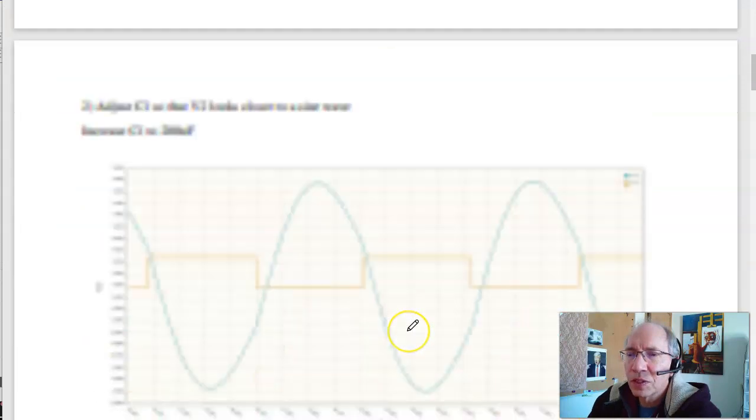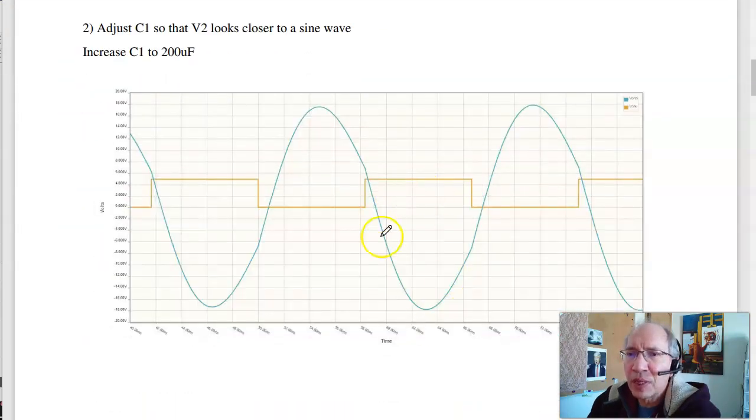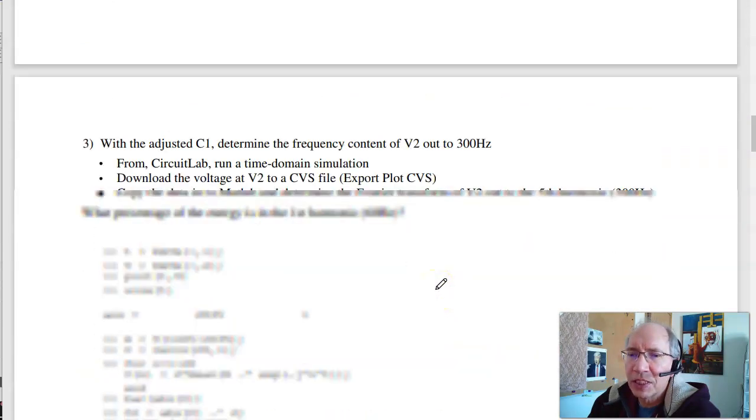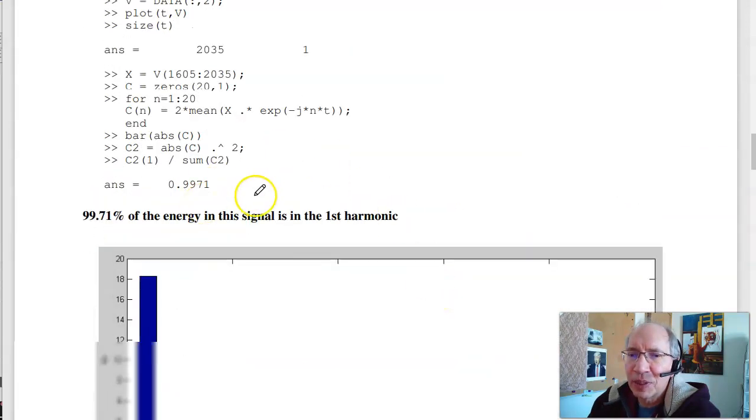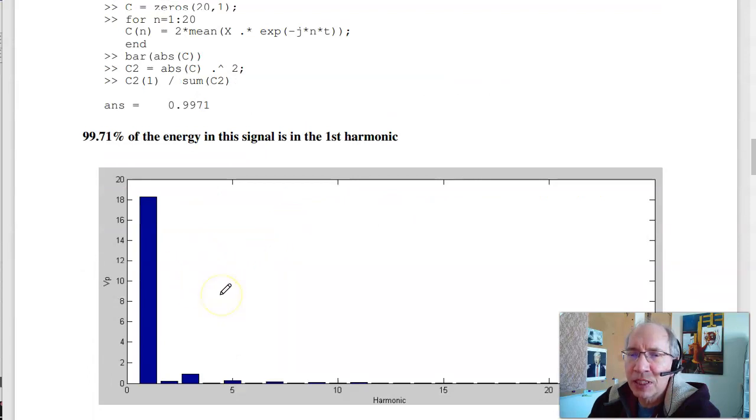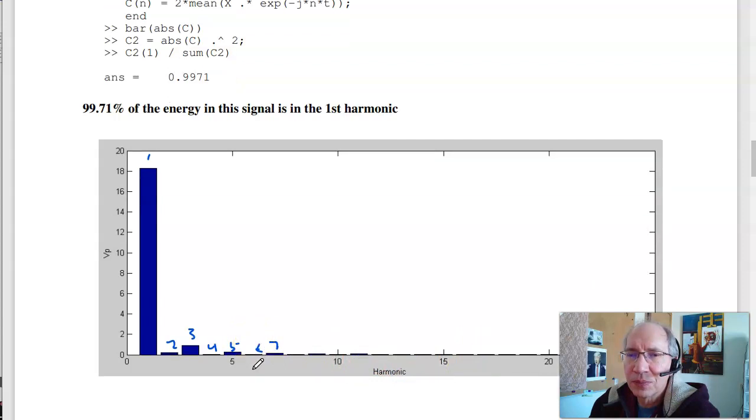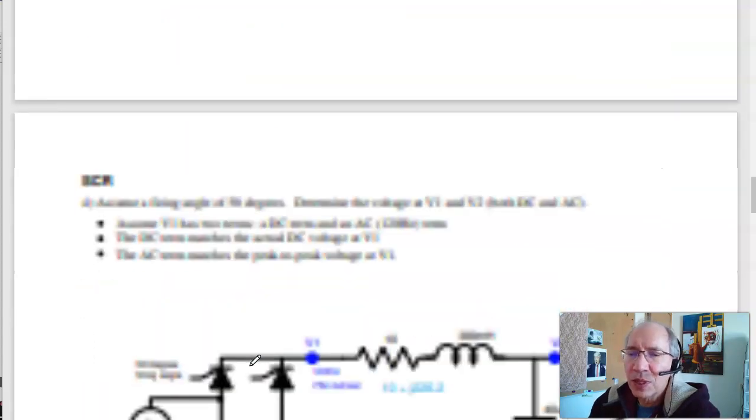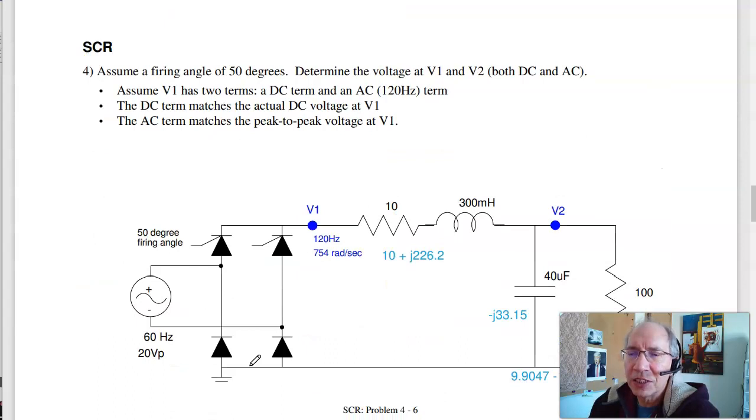So anyway, using MATLAB, I can sit there and use CircuitLab, come up with what the waveform looks like, put the data into MATLAB, and find out how much energy is in the first harmonic: 99.71% of the energy. This graph is the magnitude of each harmonic. So there's the first harmonic, second harmonic, third, fourth, fifth, sixth, seventh, all the way out to 20. So that's one type of DC to AC converter.